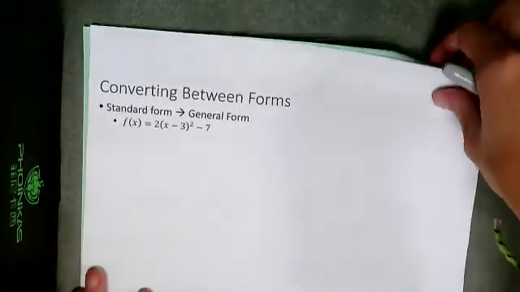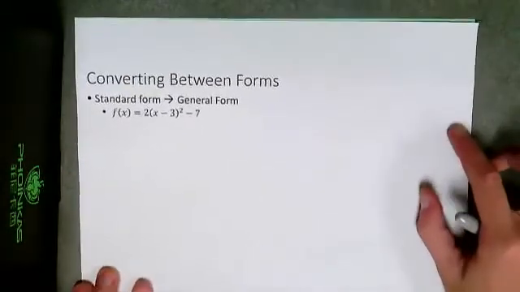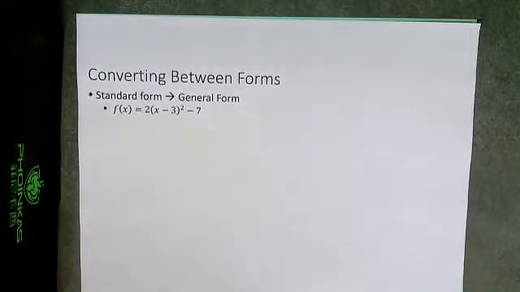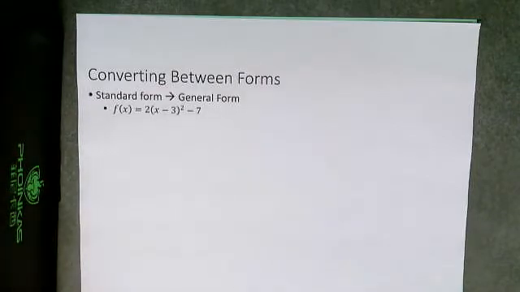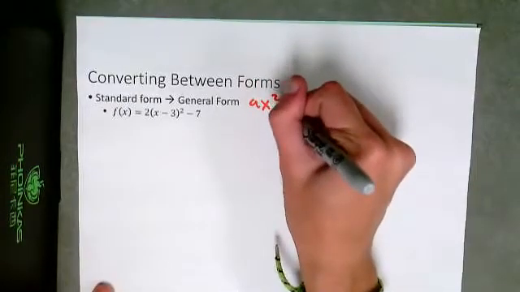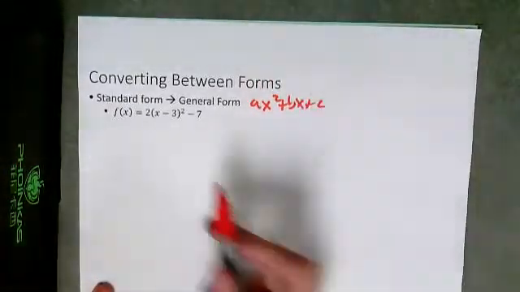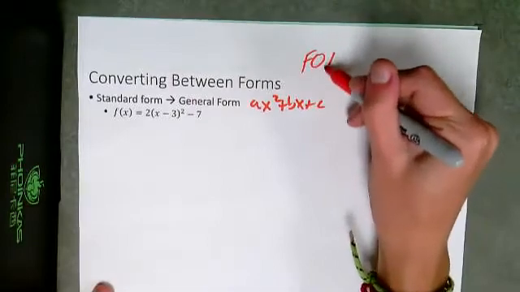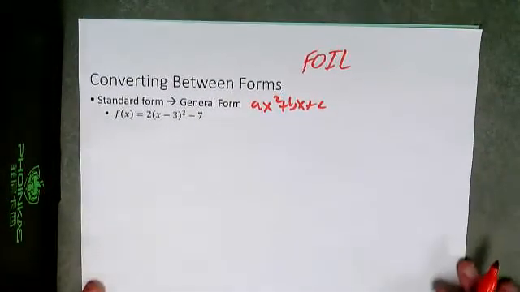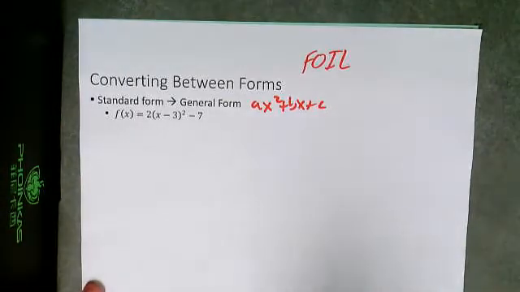Converting between forms. So let's try from standard form to general form. So here we have f of x is equal to 2 times (x minus 3) squared minus 7. We want to take this into general form. Well, that's pretty straightforward. General form, remember, is ax squared plus bx plus c. And what we're going to do is we're going to FOIL stuff out, if you remember from the beginning of the semester.